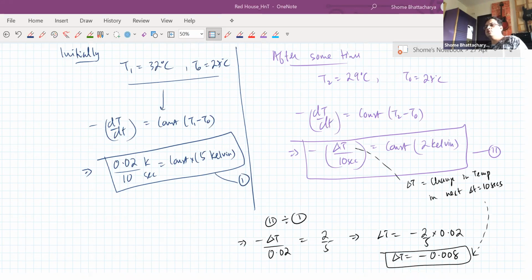So Aditya, this was the point you were making, right? Aditya Vansali, we can just form these two equations and divide, right? Yes. Okay.